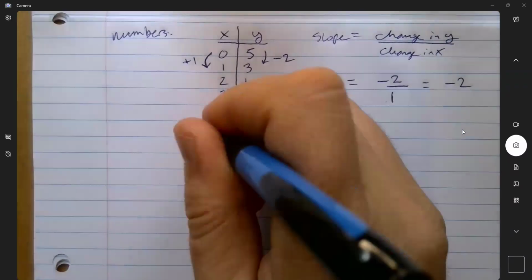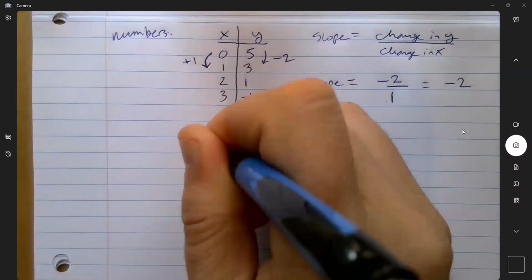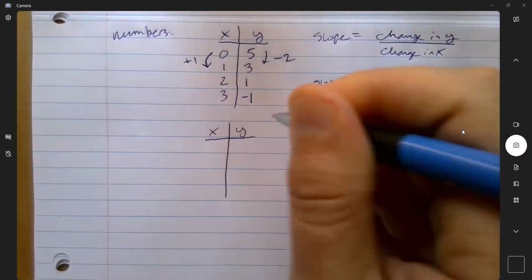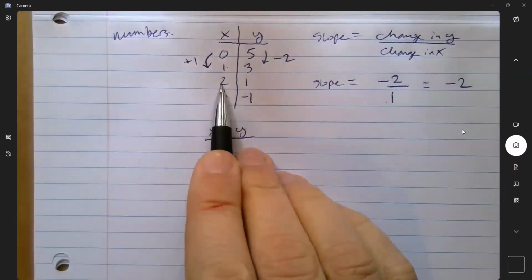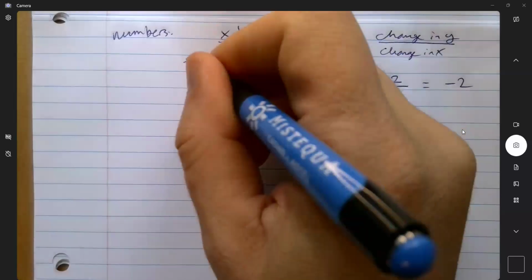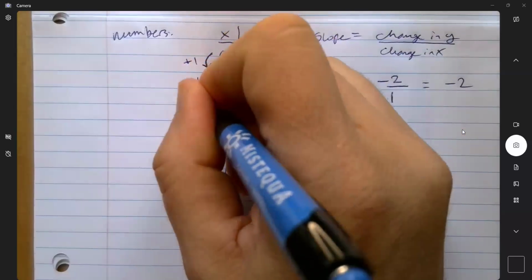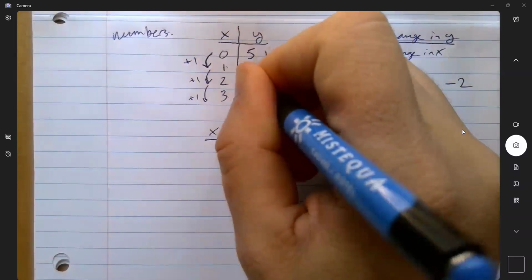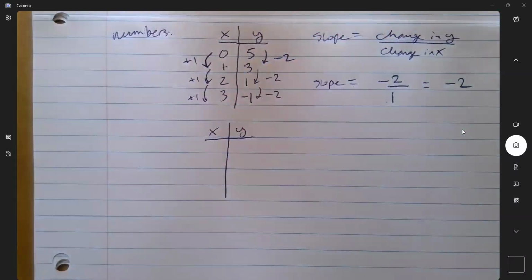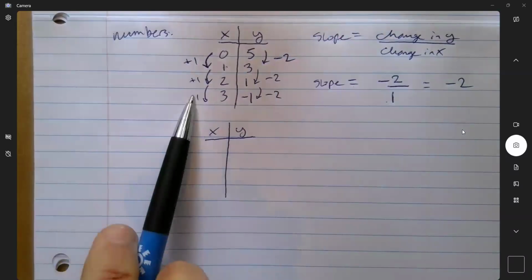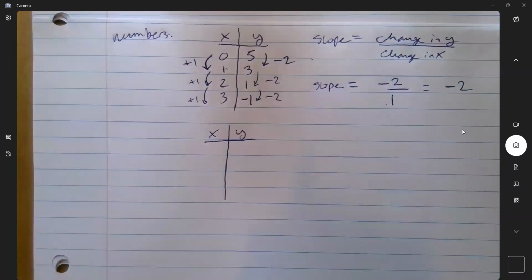You could also have a table of X and Y. It's a good idea to check and say when it goes up by 1, it goes down by 2 again. Okay, good. So I have a nice consistent slope. That's what we want to see, that every time X goes up by 1, Y goes down by 2.